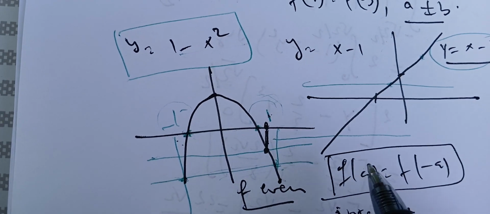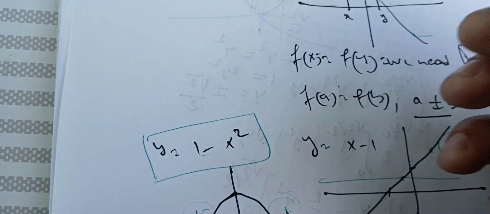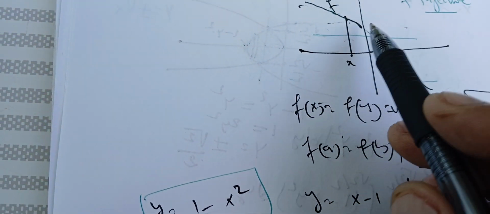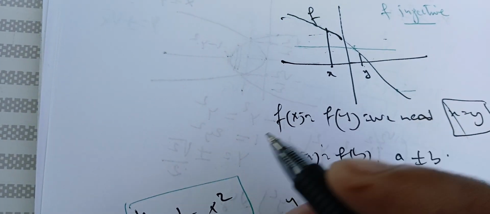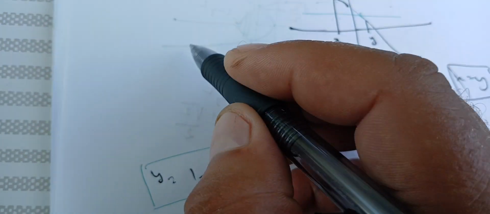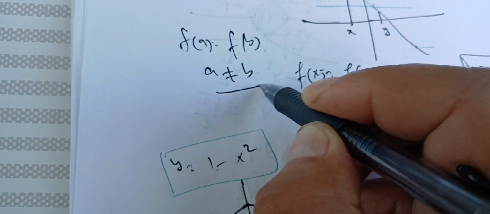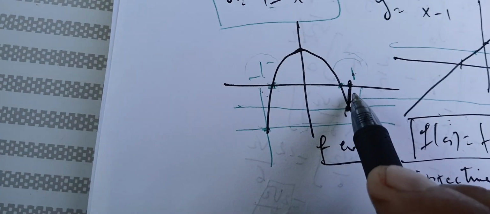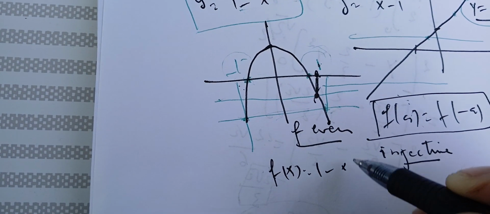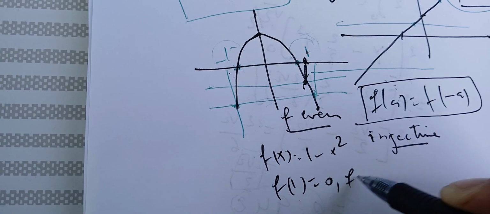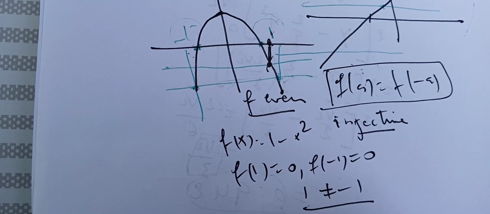Anyways, the key idea is that if we have a horizontal line that intersects the graph in more than one point, then f is not injective. And if it's not injective, it means that f of a is equal to f of b, but a is different from b, like in here. Let's say my function f of x is 1 minus x squared. I have f of 1 is 0, f of minus 1 is 0. They have the same value, but 1 is different from minus 1.